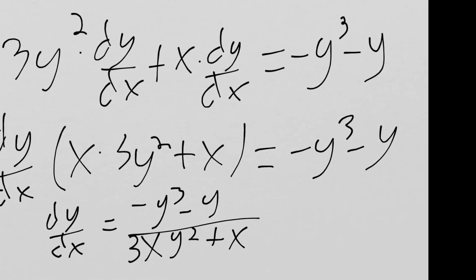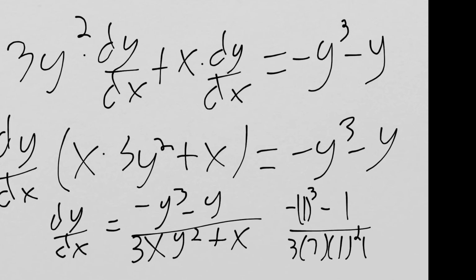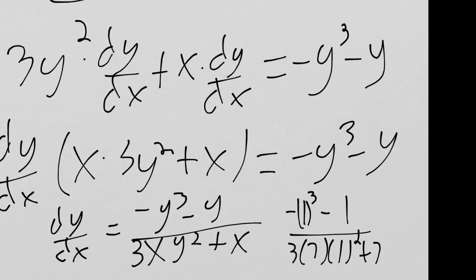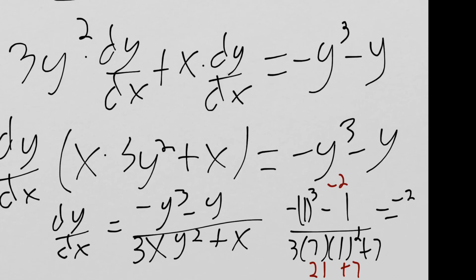So we just have to plug in y equals 1 and x equals 7. So we have negative 1 cubed minus 1, and then that's over 3 times 7 times 1 squared plus 7. Okay, so what do we have? On top, we're going to have negative 2, right? Negative 1 minus 1. On bottom, we're going to have 21 plus 7, which is 28. So our final slope is going to be negative 2 over 28, which is negative 1 over 14, right?